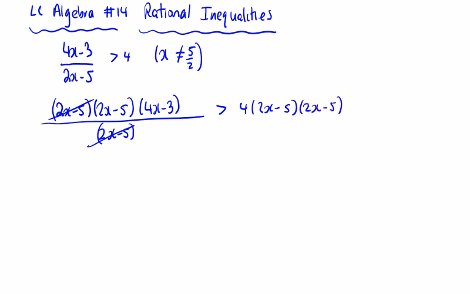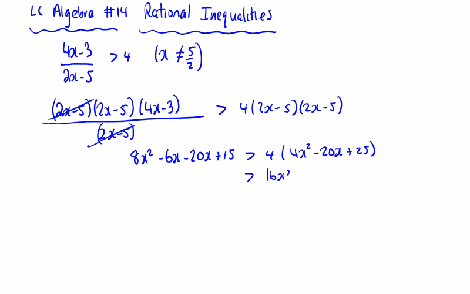So simplifying it down, we're going to get 8x squared minus 6x minus 20x plus 15 greater than 4 times 4x squared minus 10x twice, which is minus 20x plus 25. So that's going to give me 16x squared minus 80x plus 100. And I still have my 8x squared minus 6x minus 26x in this case plus 15 on the left. So bringing everything to the right, you can bring them across and write them underneath like this if you want, if it makes it easier for yourselves. Or you can just bring them across and simplify as you go, whatever suits.